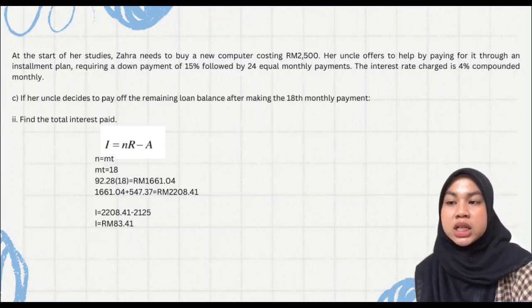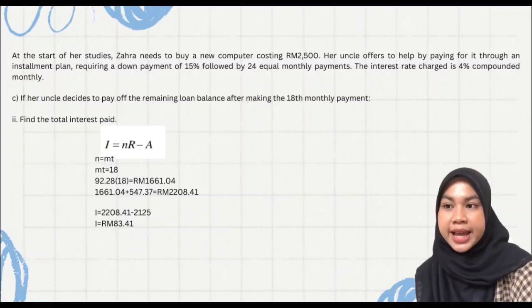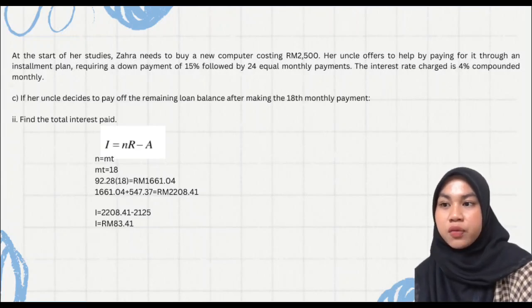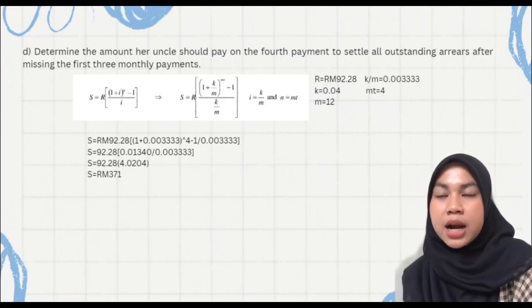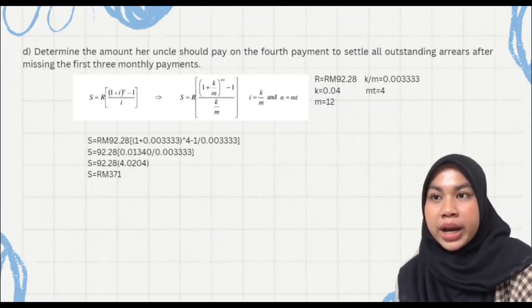I equals 2,208.41 minus 2,125. I equals 83.41. So for question D, we use S equals R [(1 plus i/m) to the power of mt minus 1] per [i/m].